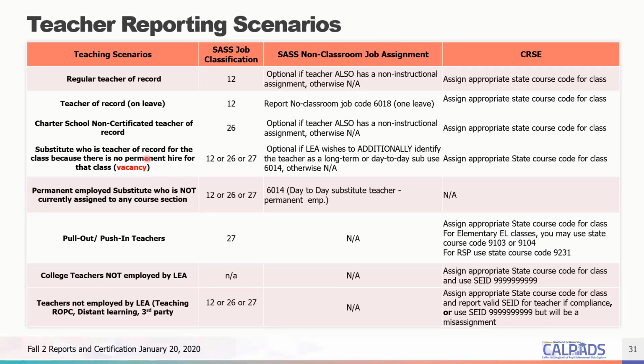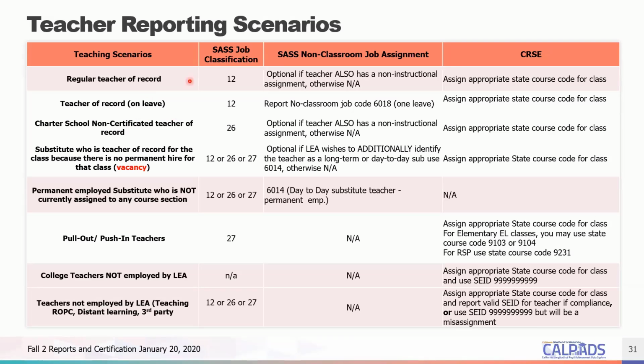Now, we have a teacher of record who is on leave. These are the teachers who are contractually assigned to a class but they are on leave. So this could be a teacher who might be on leave for a few months, a few years, but they are the assigned teacher to that class. So per CalPADS guidance since last year, you have to report the teacher of record all the time, regardless if the teacher of record is on leave.